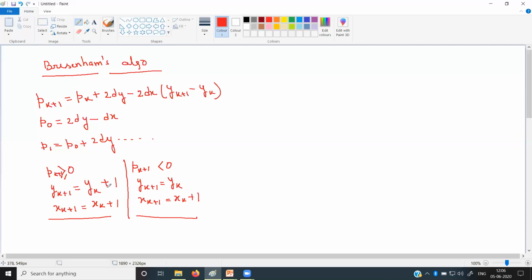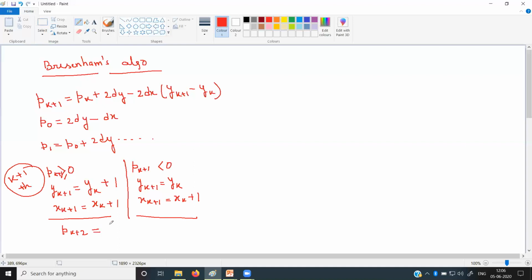Now, another important thing is why we are dealing with the k plus 1th iteration. At this iteration, as you are computing the X value and Y value of this iteration, along with that, you have to compute the error parameter for the next iteration. That means at the k plus 1th iteration, you have to compute the error value for the k plus 2th iteration.